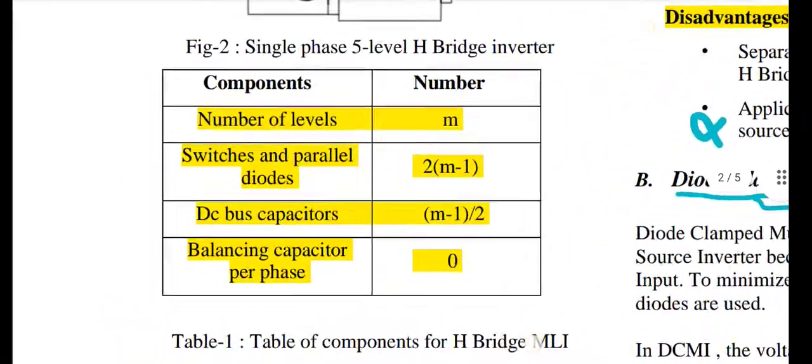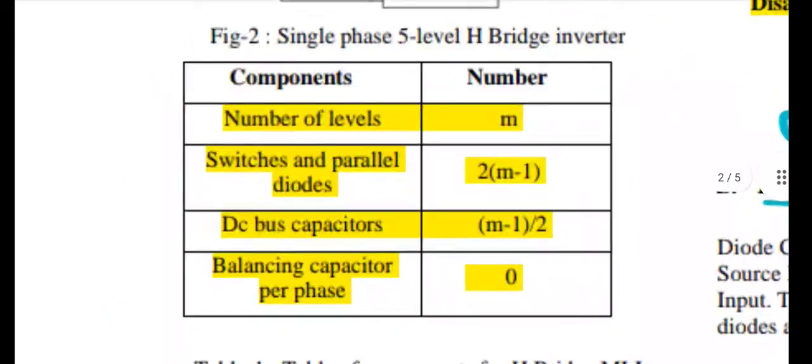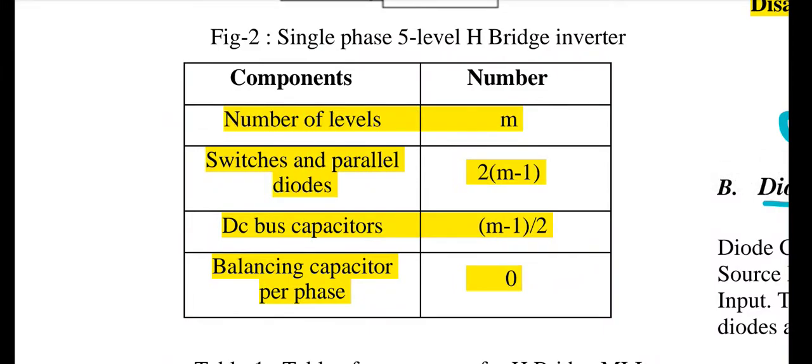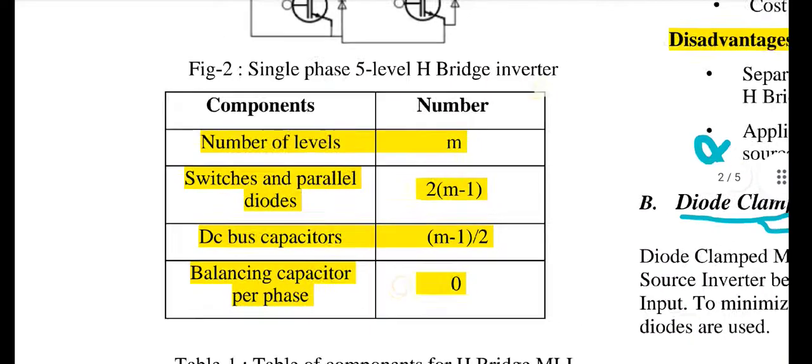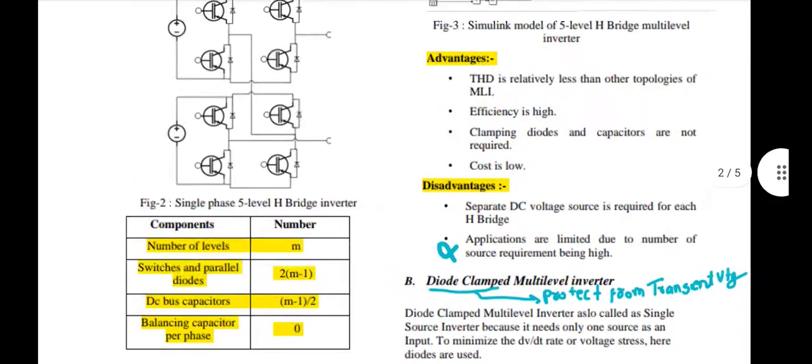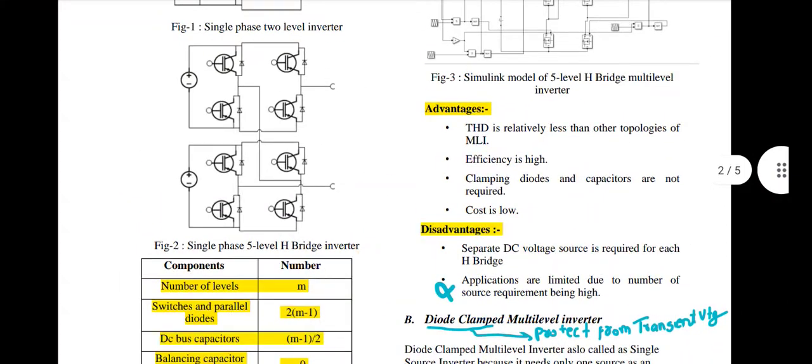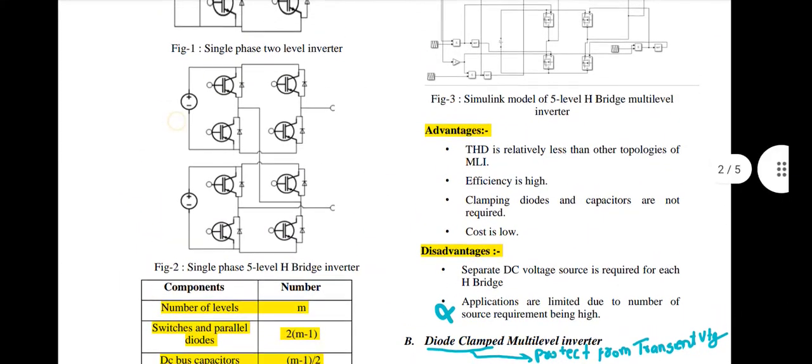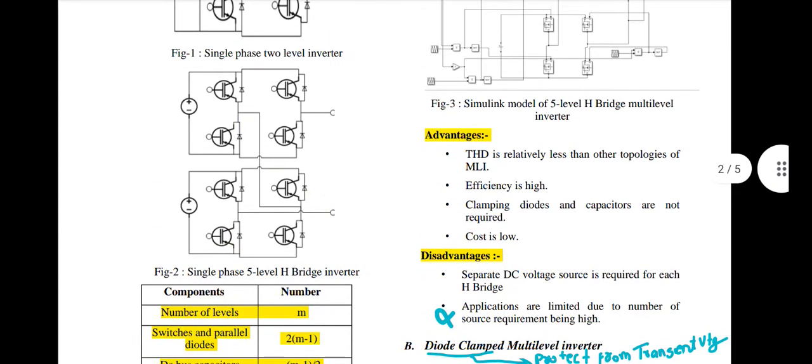And this is another table where you can calculate how many components you need in an H-bridge multi-level inverter. Okay, here each cell, this is called one cell, this is another cell. Each cell provides a certain value of voltage, and based on that we get multiple levels.